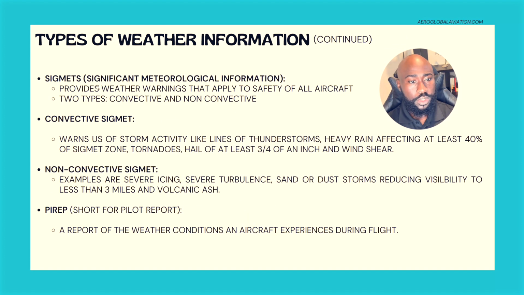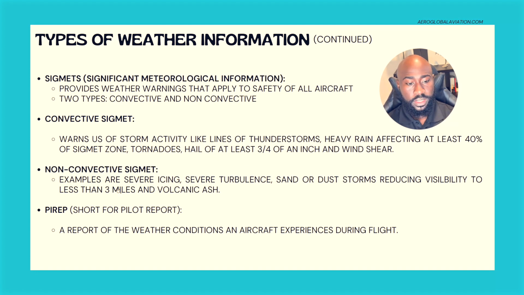And then continuing with more types of weather information, we have SIGMETs. SIGMETs are severe weather reports. They provide information about weather that could affect the safety of all types of aircraft. You basically have 2 types of SIGMETs: the convective SIGMETs and the non-convective SIGMETs. The convective SIGMETs warn us of storm activity like thunderstorms, heavy rain, tornadoes, hail that's at least 3/4 of an inch, and wind shear. These are severe weather phenomena that have to do with convective activity like thunderstorms and things like that.